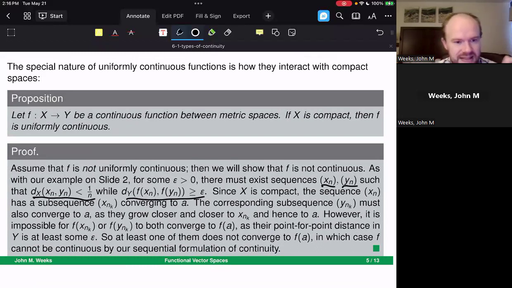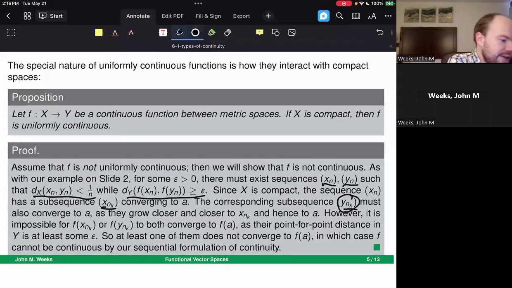So take this d sub X of x and y in here, and take a subsequence of that x sub n that converges to a point A. Then take the corresponding subsequence here. Now, this is a little bit of a nuance. I've taken a subsequence of x sub n to get x sub n sub k. I'm taking that same corresponding subsequence of indices, but applying it to the other sequence here, the y sub n's. So this is y sub n sub k.